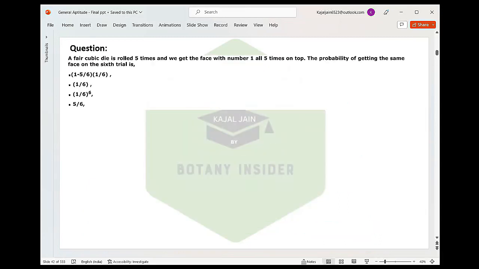Give it a try to this question, everyone. A fair cubic die is rolled five times, and we get the face with one all five times. What will be the probability of getting the same face on the sixth time? Give it a try.